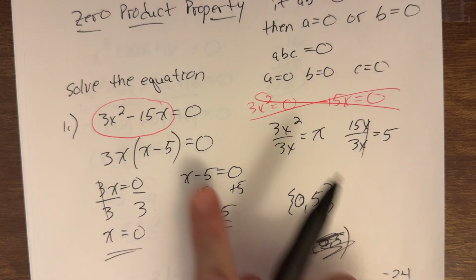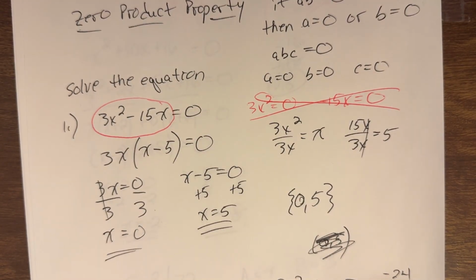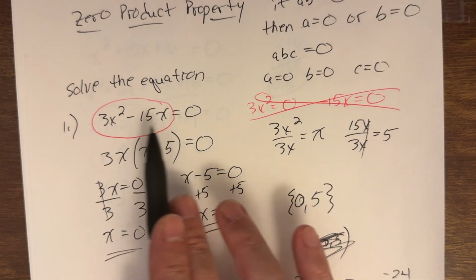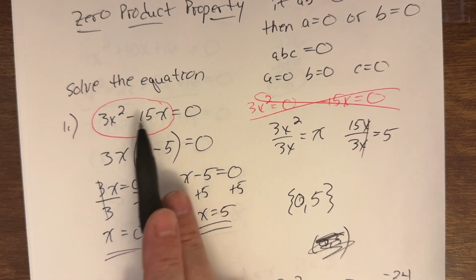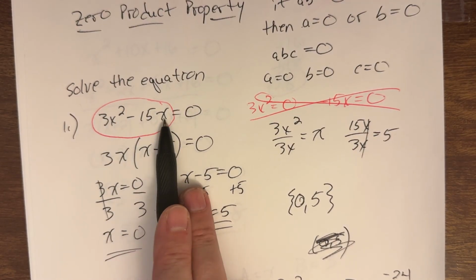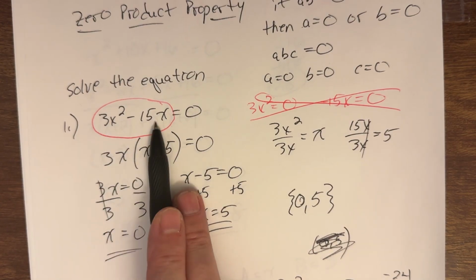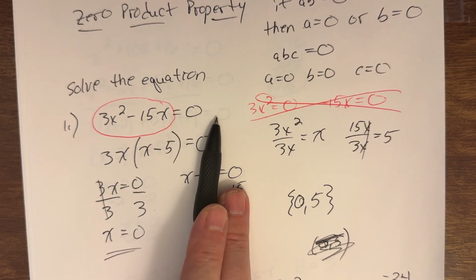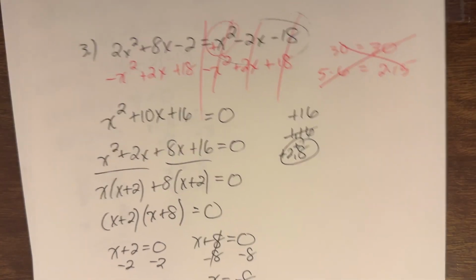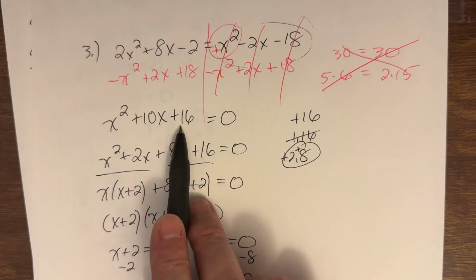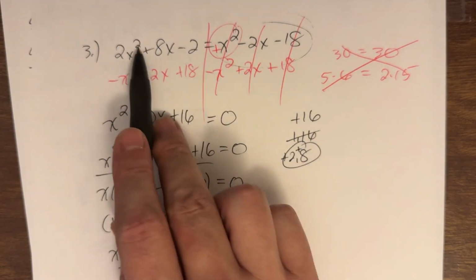Check. Do the 5, a little more complicated, but it would work. 5 squared is 25, 3 times 25 is 75. Minus 15 times 5 is minus 75, 75 minus 75 is 0. You still check the same way you always used to. Go back to the original. So in something like number 3, don't test here. Go back and test here.